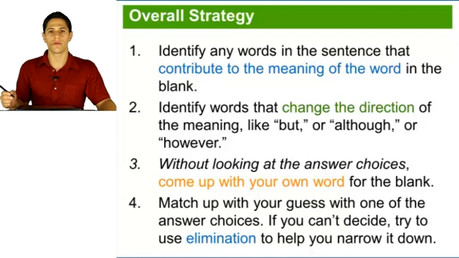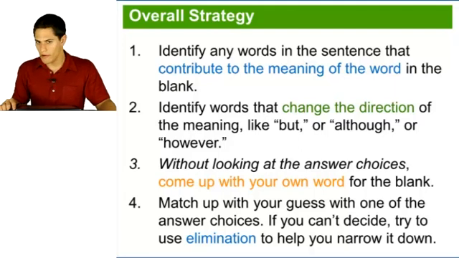Now, let's run through the general strategy once more. The first step of answering a sentence completion question is reading the question to identify what words or phrases form the definition of the word in the blank. The second step is to note any words that change the direction of this relationship, like although, however, or in spite of. The third step is to come up with your own word, real or not, or even a recycled term, that defines what you expect to see in the blank, without looking at the answer choices. After coming up with your own word, without seeing the answer choices, the fourth and final step is to match up your word with choices that the question gives you.